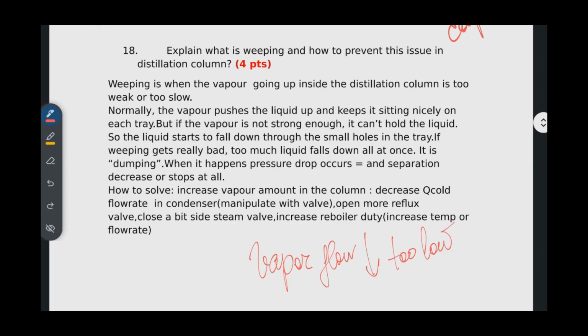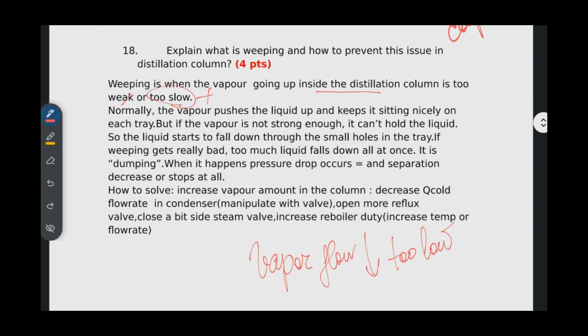So to support the liquid on trays, it means that your mass transfer in each tray will be worsened. It's prevented by maintaining sufficient vapor velocity and proper tray design. And you need to also control your pressure drop as well in this case. So weeping is when vapor going up inside the column is too weak or too slow.